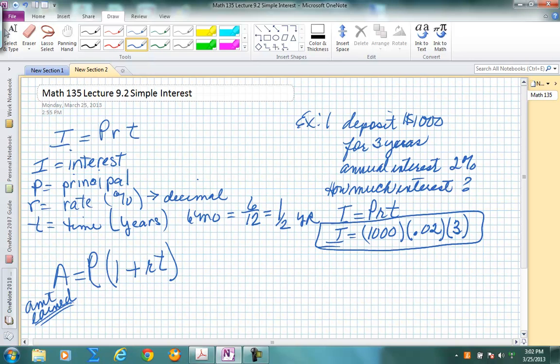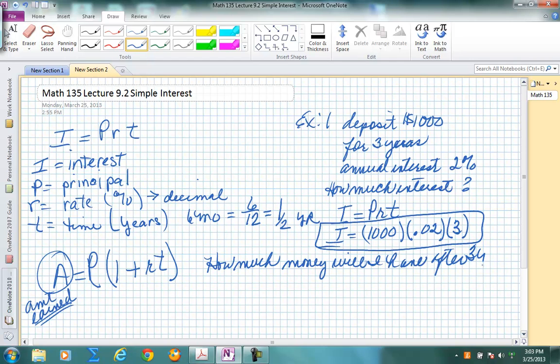This is still the principal, this is still the rate, this is still the time. The rate still has to be a decimal, the time still has to be in years. But this will give you the amount of money you have without having to add back on the interest. So if I was given this same problem, but instead of the question being how much interest have I earned, I want to know how much money will I have after 3 years.